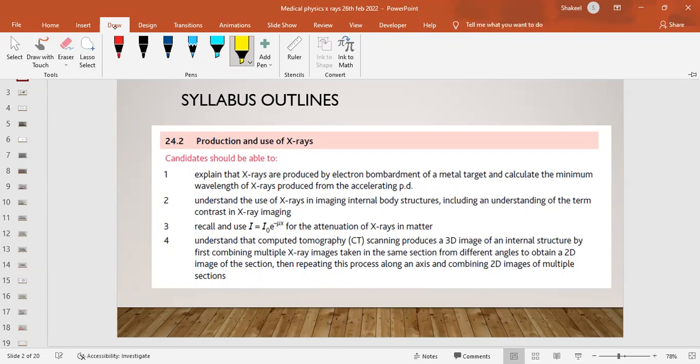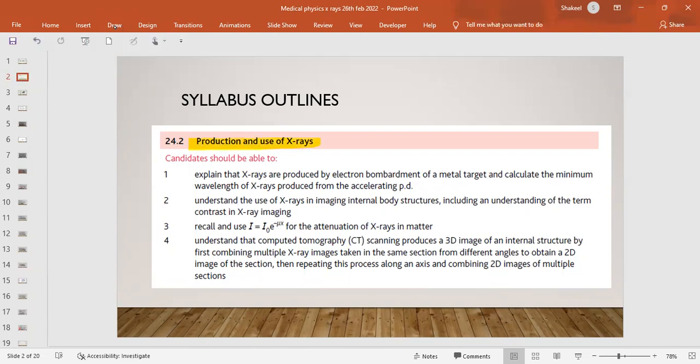So let's study that. We have to see how X-rays are produced and what their uses are, how fine quality images are obtained, upon which factors they depend, and how they attenuate. First of all, we have to see how X-rays are produced, and these are actually produced by bombardment of electrons on a metal target.